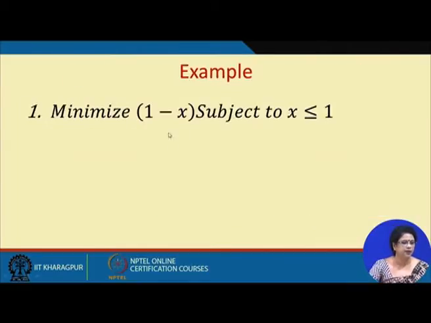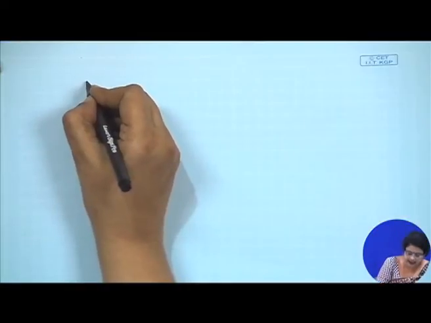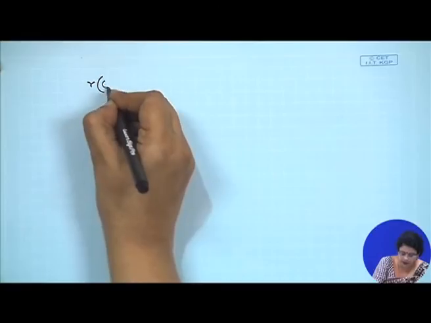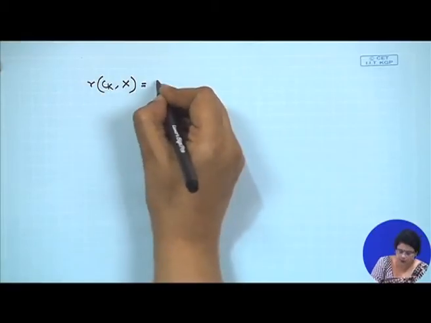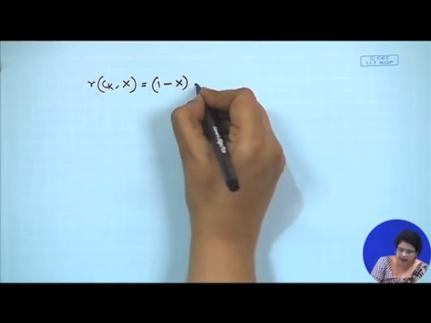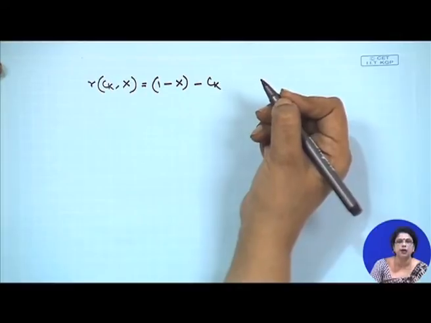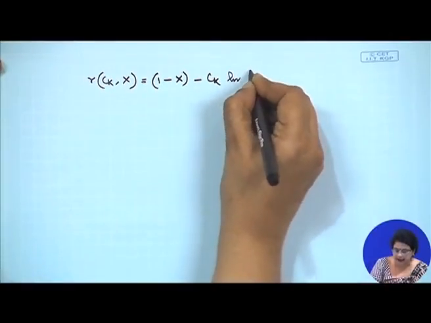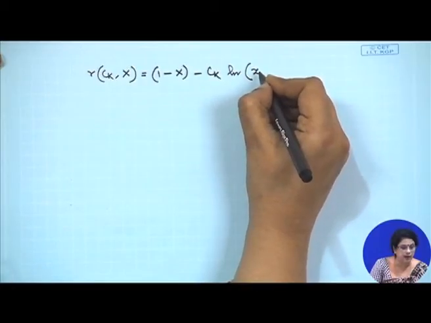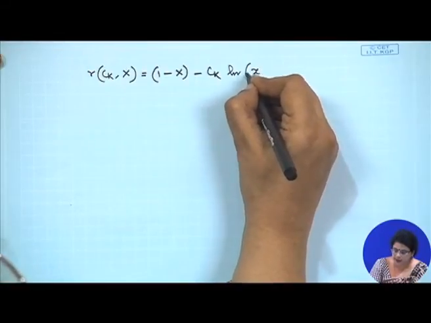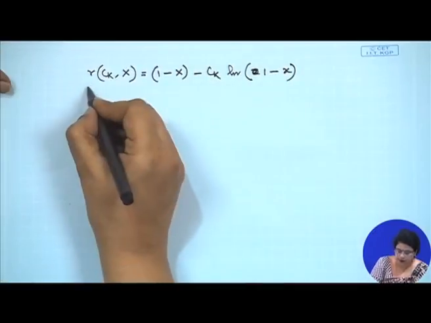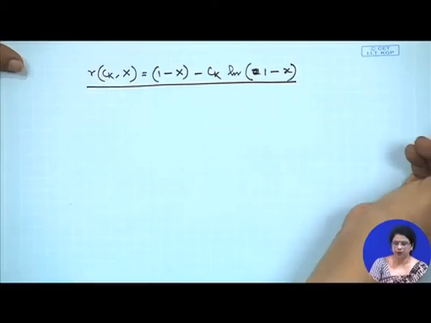Now let us consider one problem: minimization of 1 minus x subject to x less than or equal to 1. Let me make the unconstrained problem as C_k(x) = 1 minus x minus C_k, and let me use the logarithm barrier function, then ln of minus (x minus 1), that means it is 1 minus x, by using the logarithm barrier function.